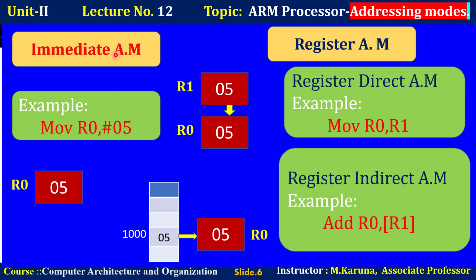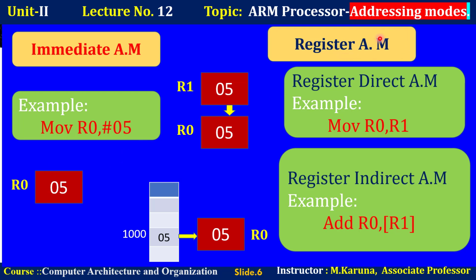Coming to the immediate addressing mode. This is the example for immediate addressing mode: Move R0, #05. This instruction transfers the data 05 to the register R0. Here the data is available immediately in the instruction. That is what this addressing mode, immediate addressing mode, means. The processor does not need to find where the data resides. Here, transferring the data to R0, the output of the R0 register is 5.